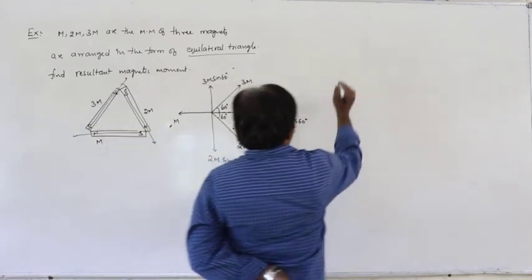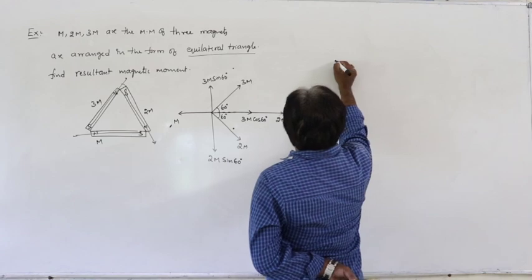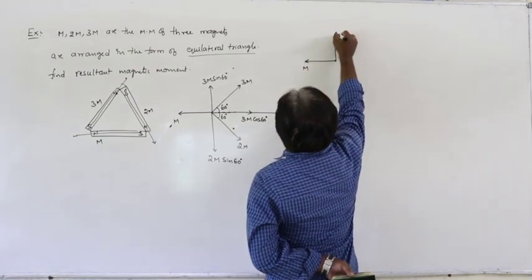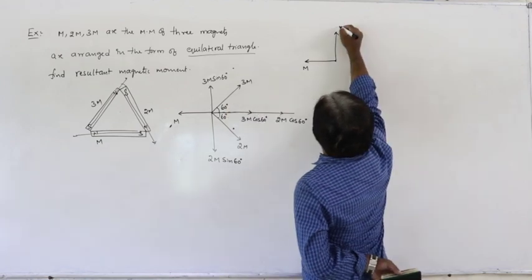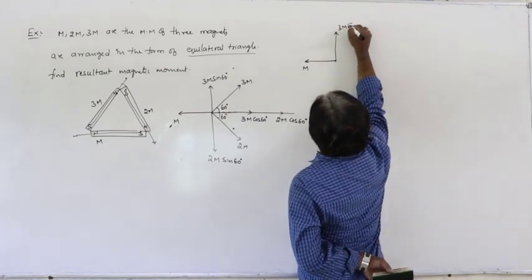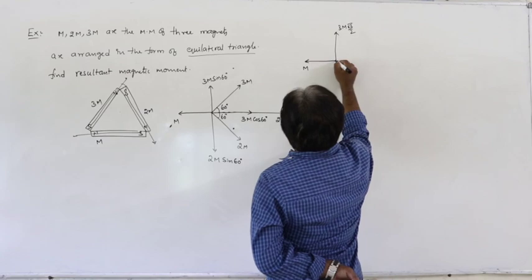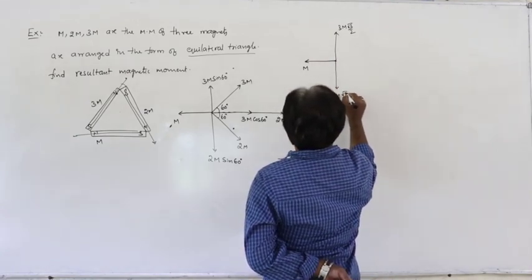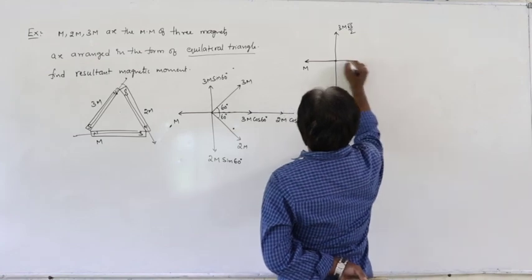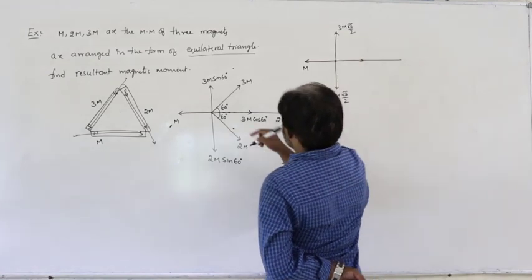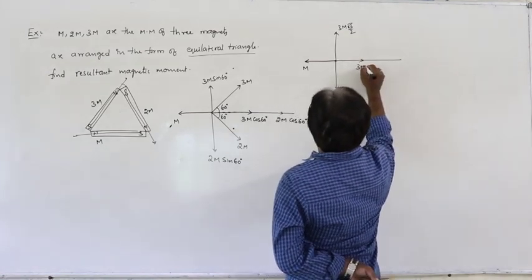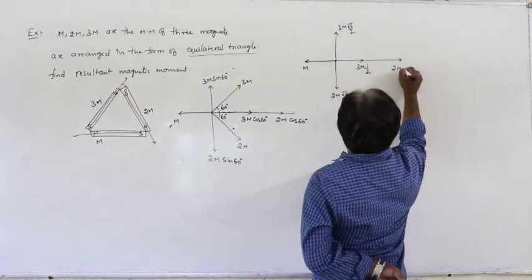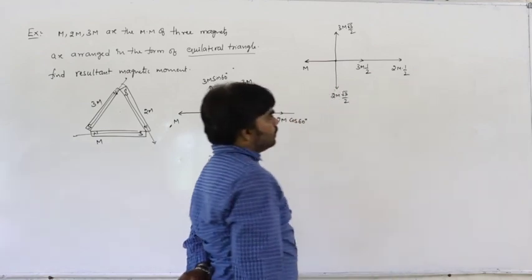So next, simplify this. In this direction it is M, and in this direction it is 3M sin 60, where sin 60 is root 3 by 2. In the downward direction, it is 2M sin 60, which is 2M root 3 by 2. In this direction, 3M cos 60 is 3M times 1 by 2, and 2M cos 60 is 2M times 1 by 2. Like that.